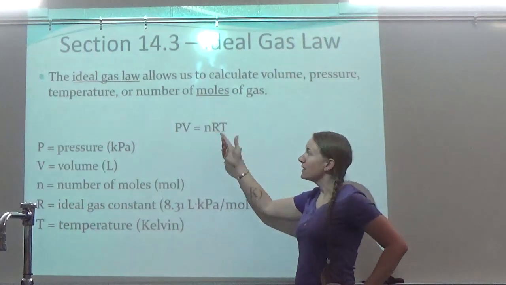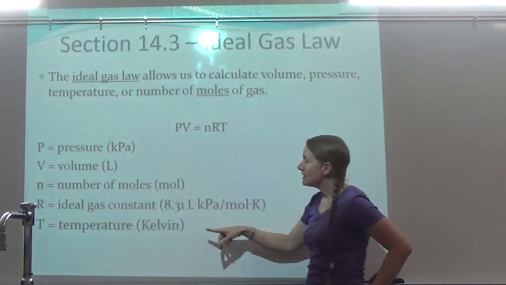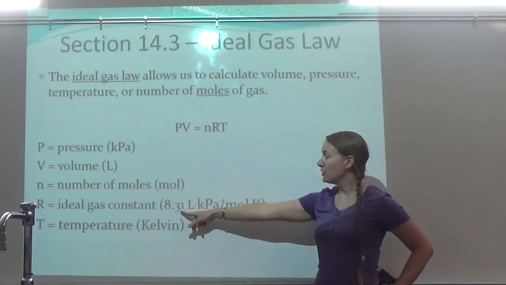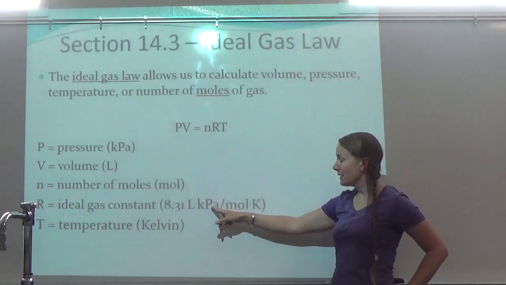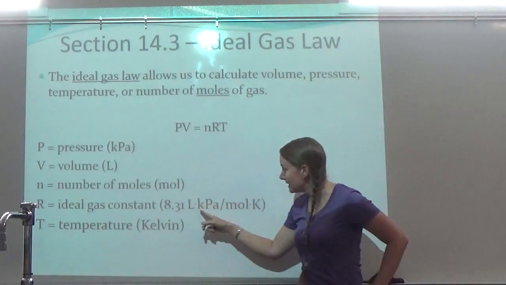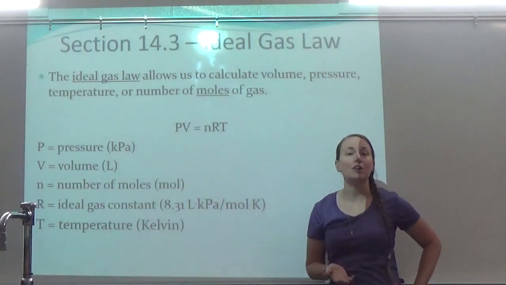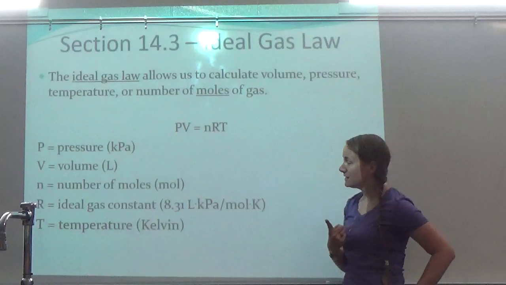All right, R is our other new letter. Well, it's not a variable, it's a constant. It is the ideal gas constant, and so it will always be 8.31 liters times kilopascals over moles times Kelvin. Now, the only reason it has this extensive list of units behind it is so that everything will cancel out and you'll be left with one unit at the end.